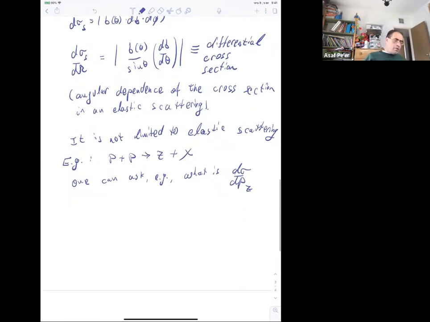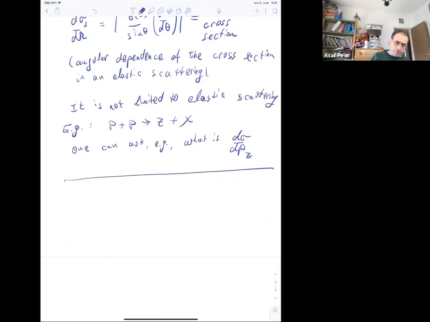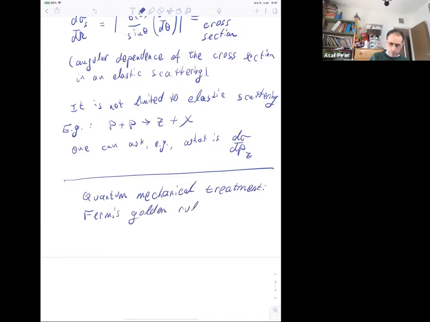Okay, so what I want to do today is the quantum mechanical treatment, and that goes to Fermi's golden rule. I had a little bit of thought with myself whether I should fully derive Fermi's golden rule, because it's normally derived in a quantum mechanics course, or just speak about it, which is what is typically done in this course. So right now I'm going to speak about it, and if we have time I'll put a tutorial or an appendix where I'll derive it, depending on how much time we have.